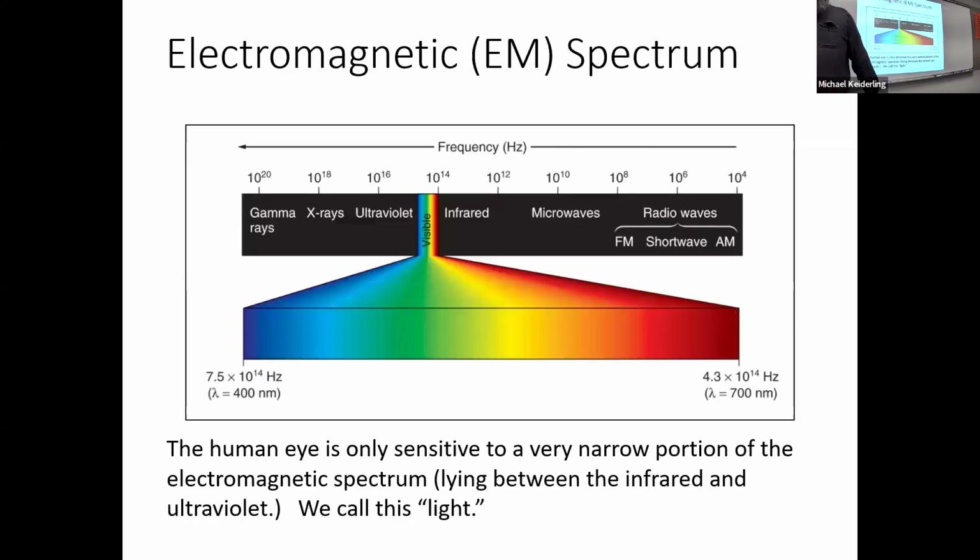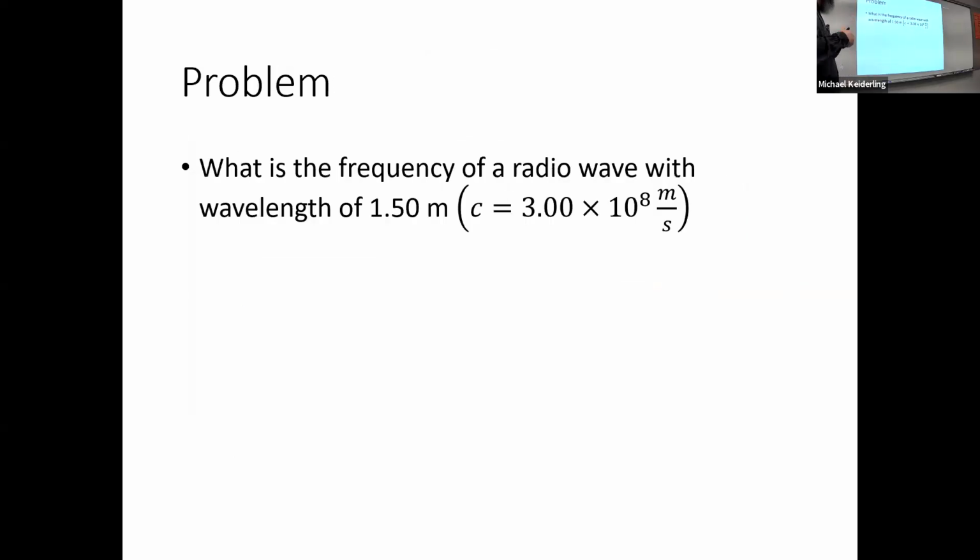beyond 3 significant figures. The human eye is only sensitive to a very narrow portion of the electromagnetic spectrum. We call this visible light. It's with wavelengths between 400 nanometers and 700. So 7.5 times 10 to the 14 hertz and 4.3 times 10 to the 14 hertz.